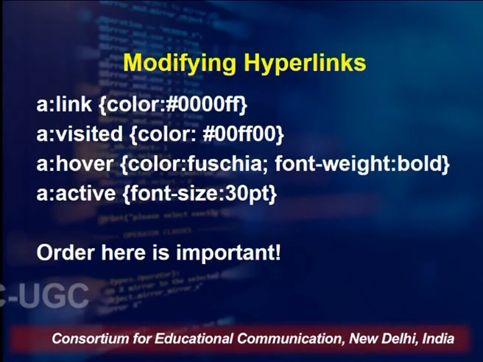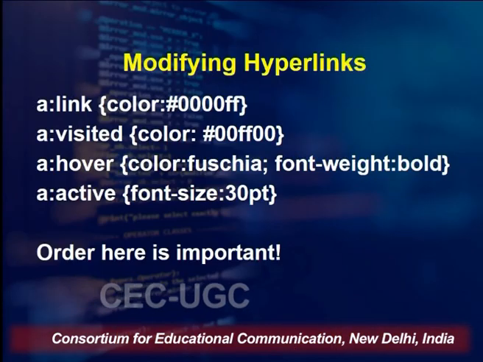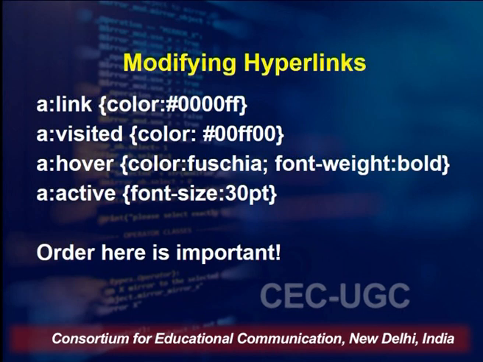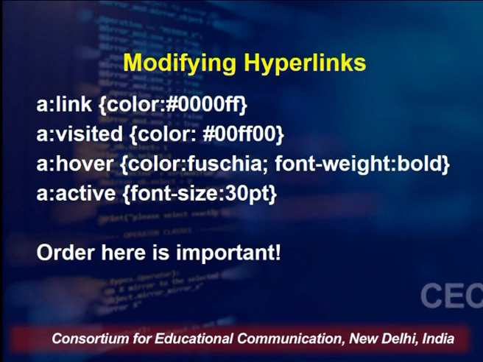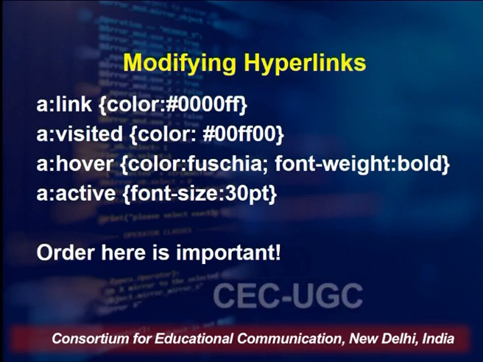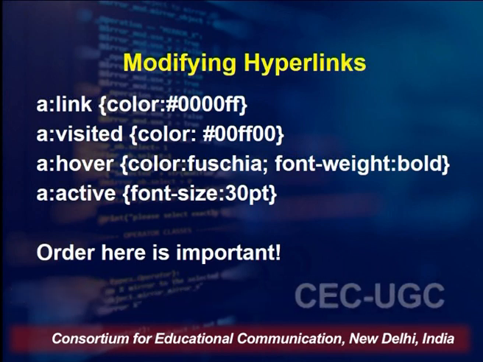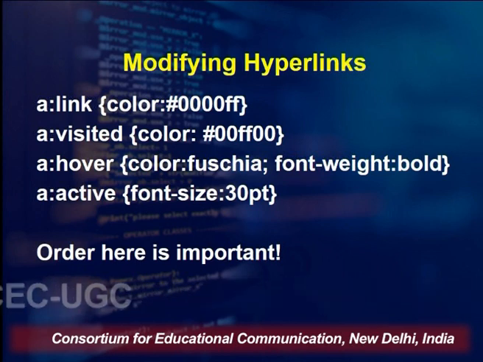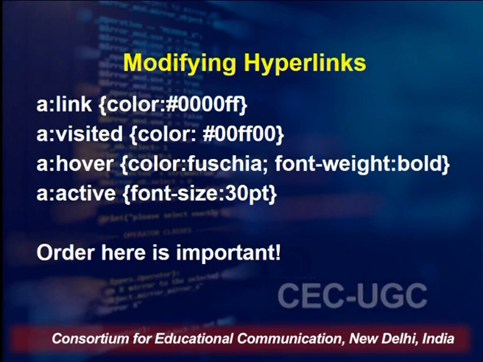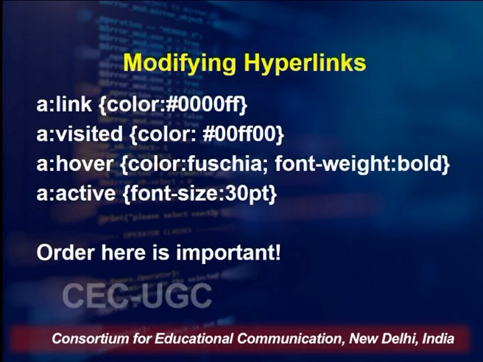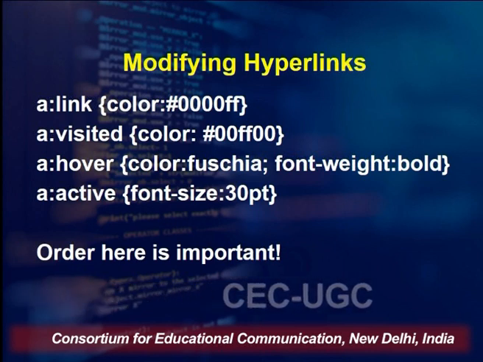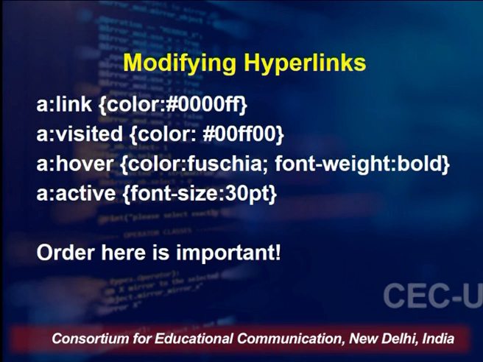We can simply write a:link and you specify the color. Then you write a:visited. So after the link has been visited, the color will change to green. Then a:hover. Then you can write the color is fuchsia and the font weight will be bold. That is, when the user hovers the mouse over the hyperlink, its font weight will appear bold and the color will also change. And for an active link, the font size will be 30 point.